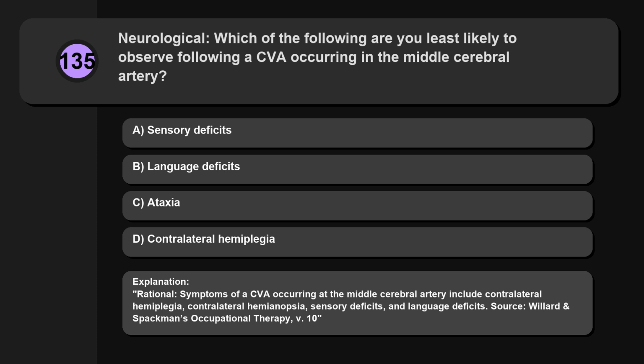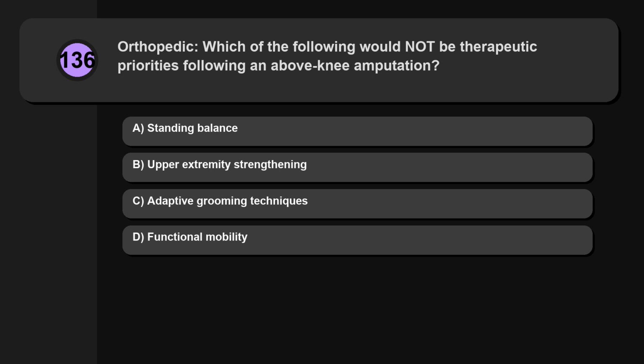Question 136. Orthopedic. Which of the following would not be therapeutic priorities following an above-knee amputation? Option A, standing balance. Option B, upper extremity strengthening. Option C, adaptive grooming techniques. Option D, functional mobility. The correct answer is option NaN.